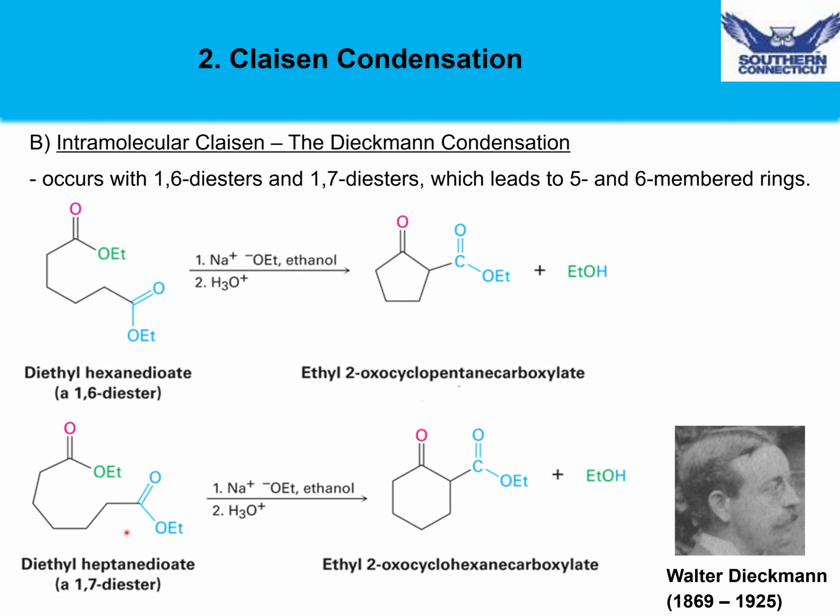In the next example, we have a 1,7 diester, which typically gives you a 6-member ketone with an external ester. In this example, base will deprotonate the hydrogen on this carbon, which then attacks the carbonyl of the other ester, forming a cyclic ketone with this external ester. Note that this reaction works best when we are working with a symmetrical 1,6 diester or a 1,7 diester. If we have an unsymmetrical diester, then we'll have the possibility of forming 2 or more products.